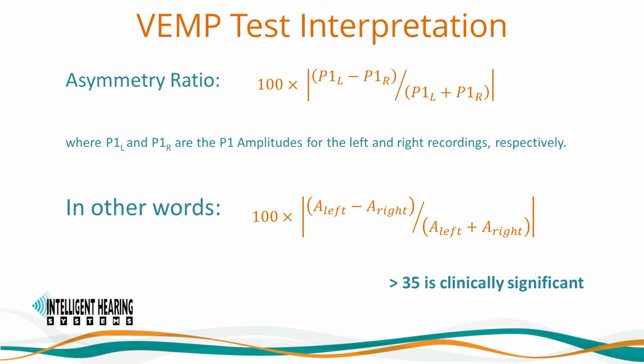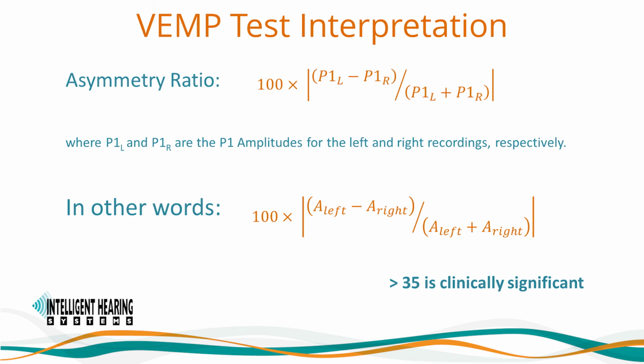Clinicians have found that asymmetry ratios of greater than 35% are clinically significant. There are 2 camps in the VEMP analysis world: those that use straight asymmetry ratios and those that prefer to use the corrected asymmetry ratio. You can refer to the work of Walgampola and Kolbach and others on the use of corrected asymmetry ratios.